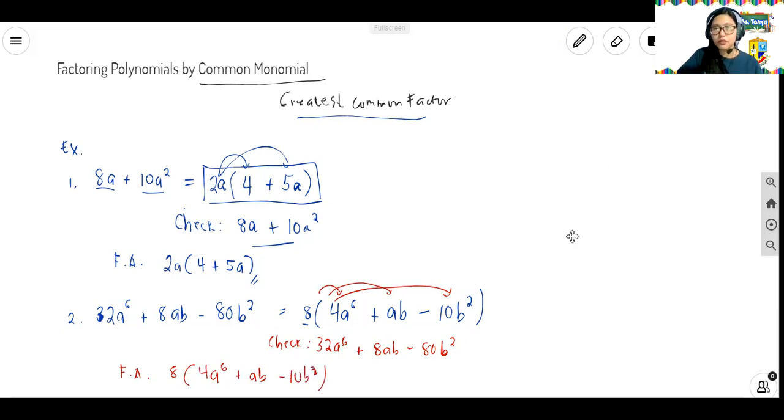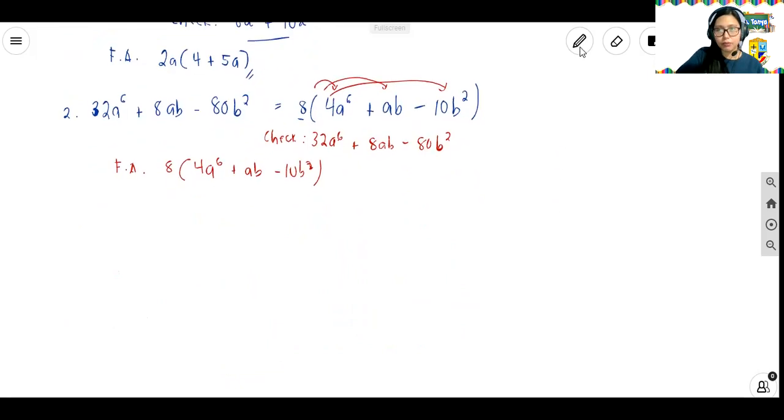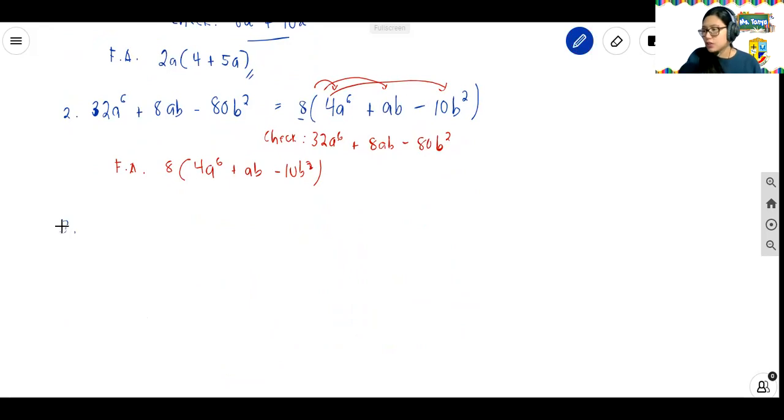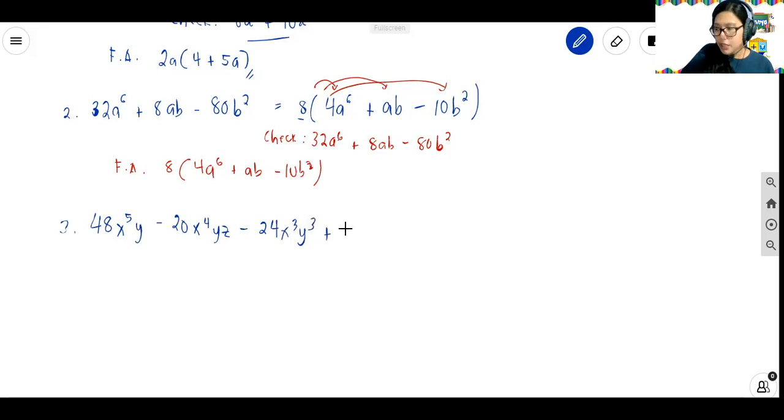Okay, so let's have another example before I ask you to practice on this. So let's have a longer one. 48x to the 5th y minus 20x to the 4th yz minus 24x cubed y cubed plus 28x cubed yz. Okay, so again, let us look and examine all the terms. We have 4 terms here.